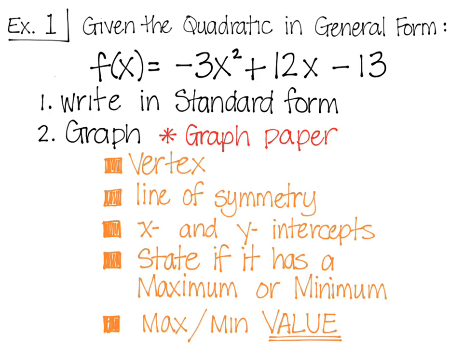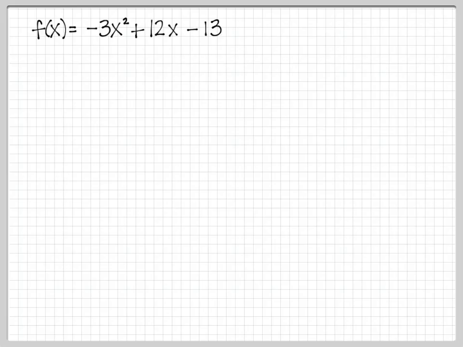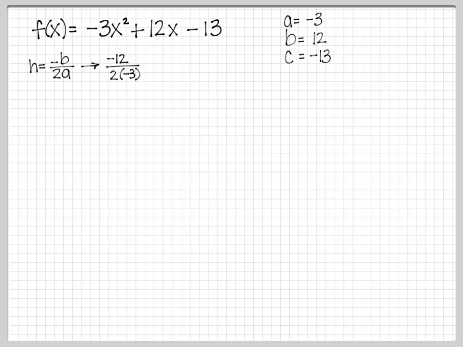State if it has a maximum or minimum, which one it is, and then what is the value of that maximum or minimum. So here we go. Here's the equation. We recognize that our A, our B, and our C from the equation are -3, 12, and -13. We know that H equals -B over 2A, so we write that as -12 over 2 times -3, which reduces to 2, so we know that our H is 2.